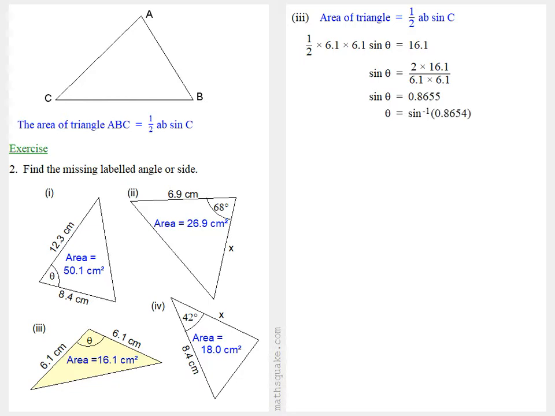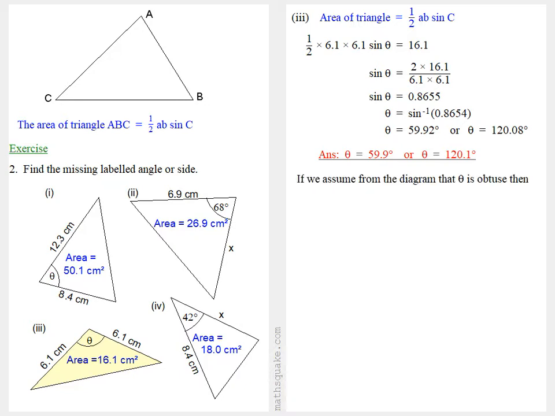0.8655. If we take the inverse sine of that, we get theta is equal to 59.92 degrees, but we can also be 180 minus that, so theta could equal 120.08 degrees. So our answers are theta could be 59.9 degrees or 120.1 degrees. If we assume that the diagram is reasonably well drawn, then we have theta is an obtuse angle, and so we would have to choose theta is 120.1 degrees.